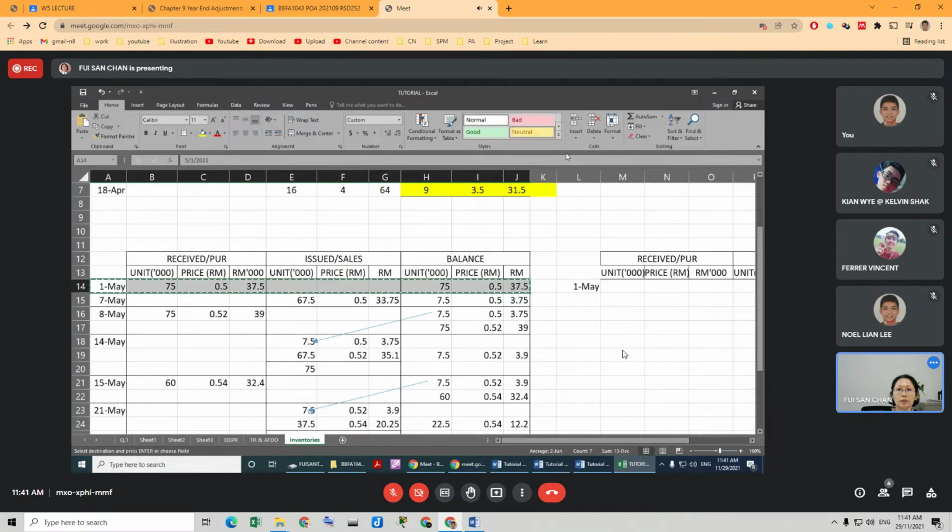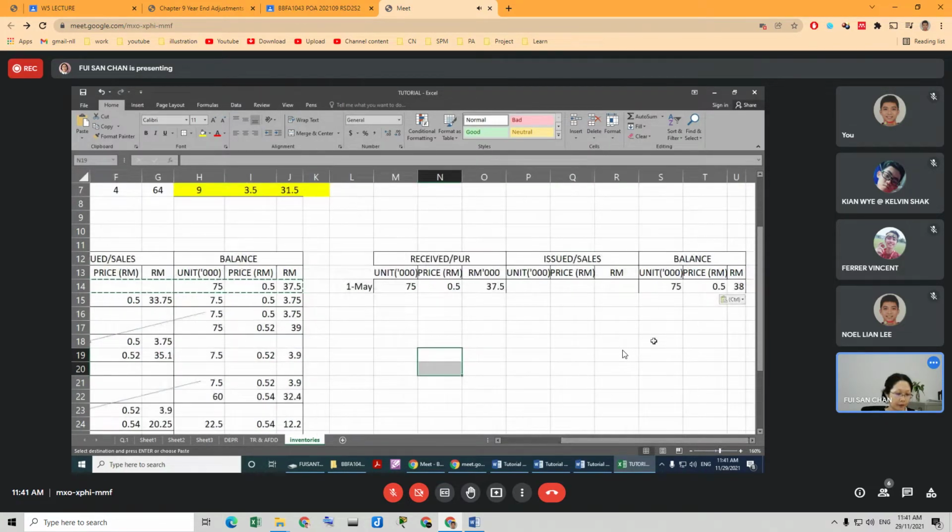First day, okay. Then we move on to the 7th, week 1. At the end of week 1, we issue 67.5. Now this is weighted average, so you look at your balance. At the moment we only have the 50 cents one, right? So we issue at 50 cents.